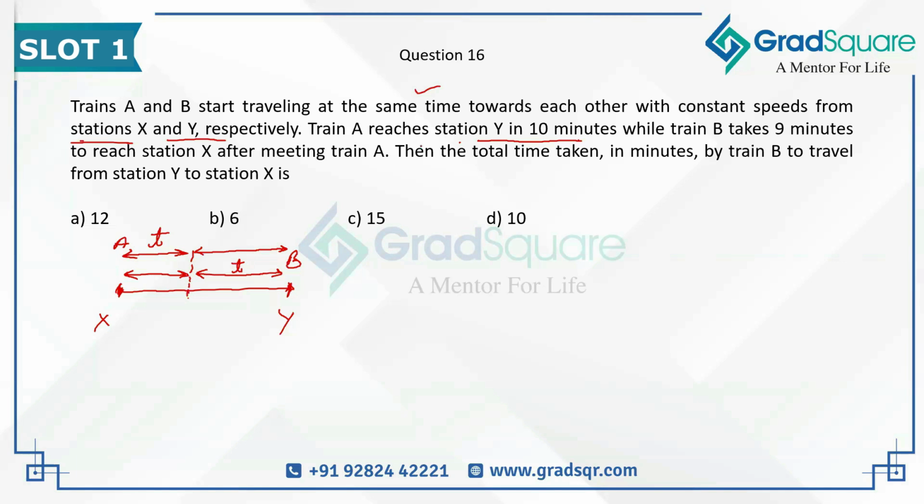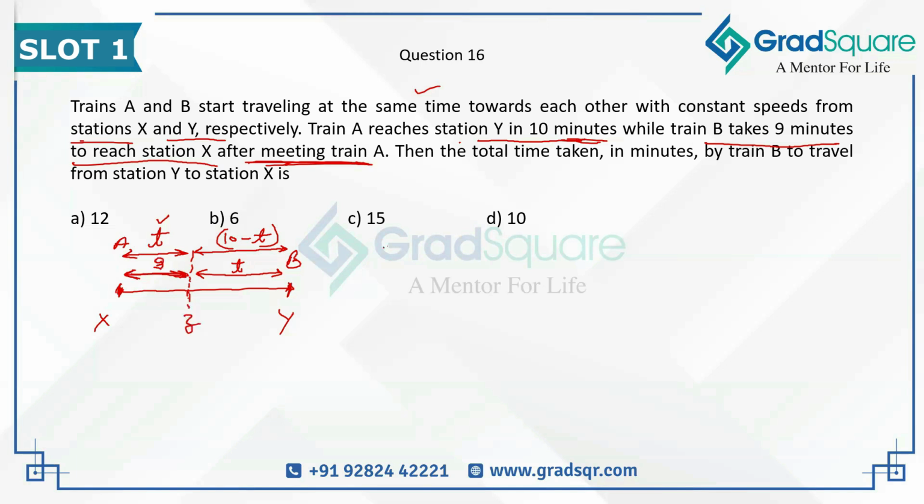Now train A reaches the station Y in 10 minutes. So if A is taking t minutes over here, A is going to take 10 minus t over here, while train B takes 9 minutes to reach the station X after meeting train A. That means this particular time period over here is given to you as what? 9 minutes. Now let me demarcate this as, let's say, the point Z.